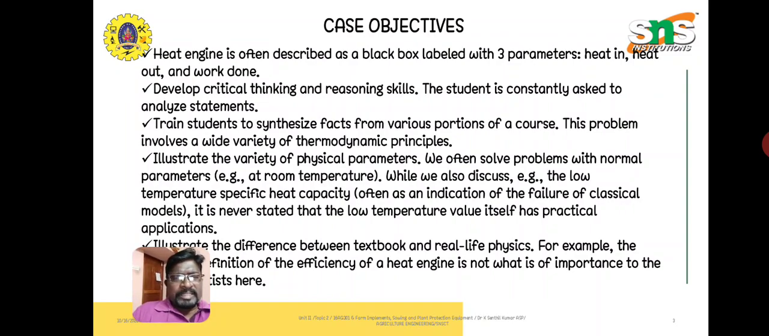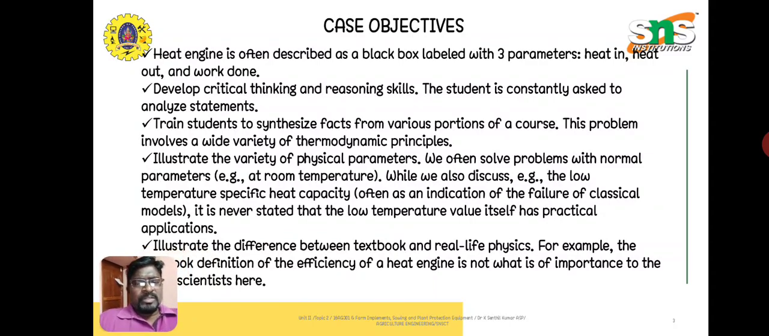The case helps develop critical thinking and reasoning skills. The students are constantly asked to analyze statements. Some statements are given to the students and they are asked to analyze what is going on, what are the things that they want to study, etc. It also trains students to synthesize facts from various portions of a course. This problem involves a wide variety of thermodynamic principles. If we are strong with the principles of thermodynamics, then it will be easy for us to go through this.